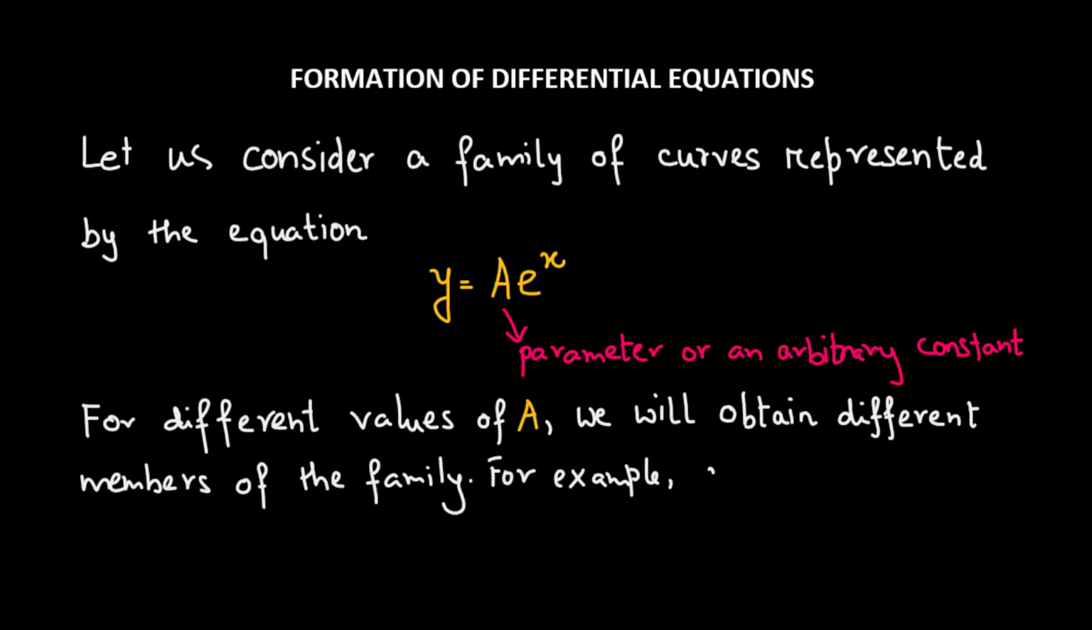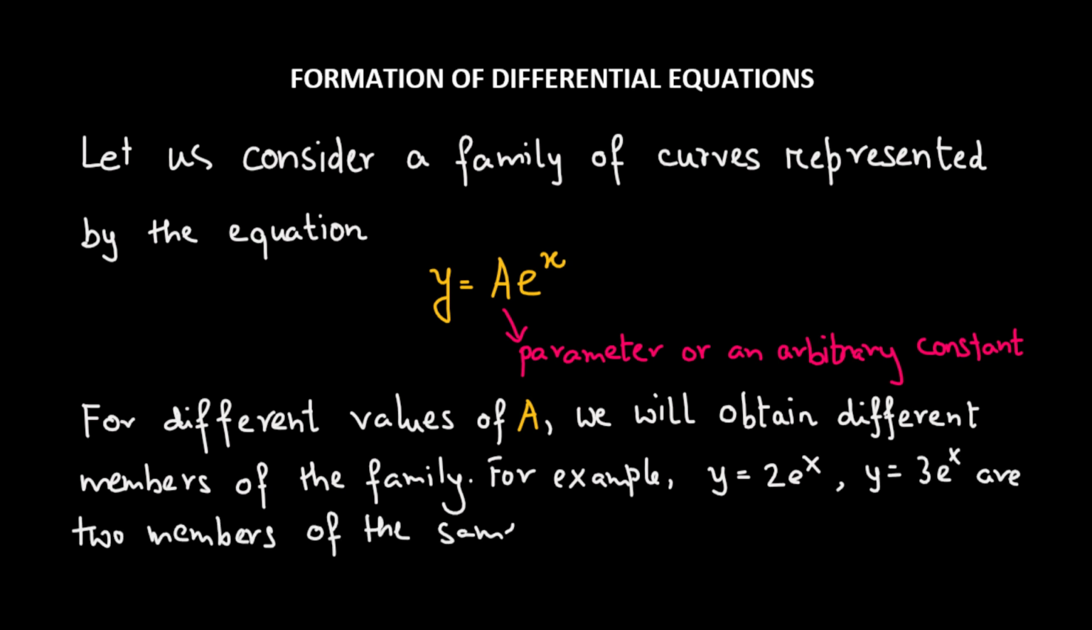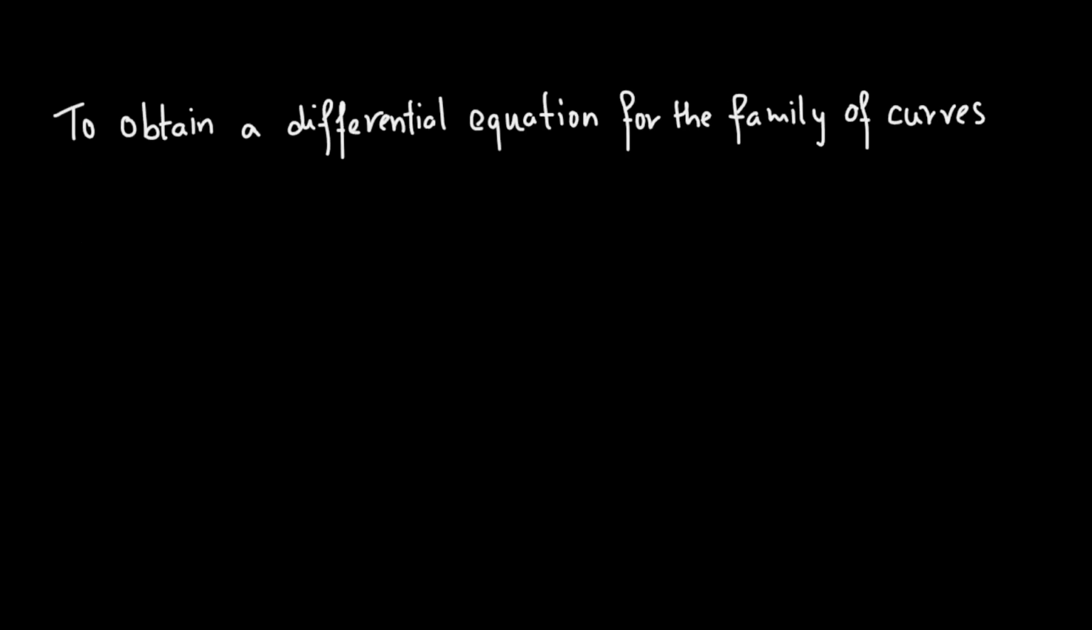For example, y equals 2 times e raised to the power of x and y equals 3 times e raised to the power of x are two members of the same family, y equals a e raised to the power of x, with a value 2 and 3. To obtain a differential equation for the family of curves, we will need to eliminate the parameter a.